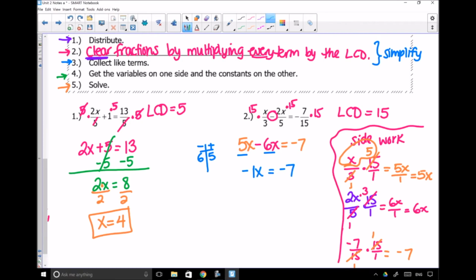Okay? Once I've done that, I only have variables on the left side and constants on the right side. I can just divide both sides by negative 1. And once I divide by negative 1, I end up getting x equals just plain and simply 7.